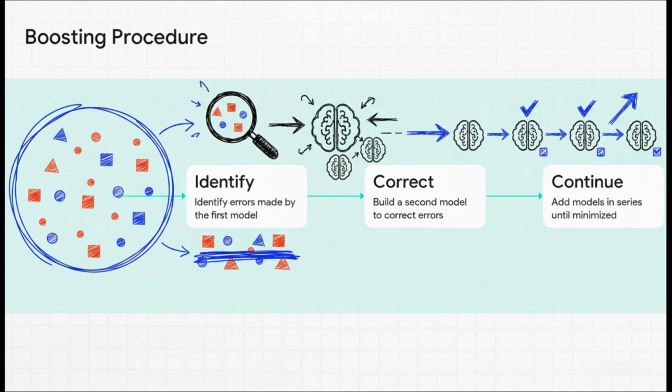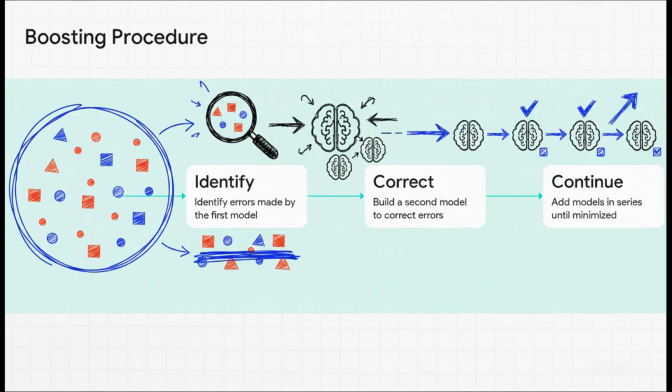And then, step 4. We just continue this procedure. A third model focuses on the second model's errors, a fourth on the third, and so on. These models are chained together in this way until the complete training dataset is predicted correctly or until we hit a maximum number of models that we set.